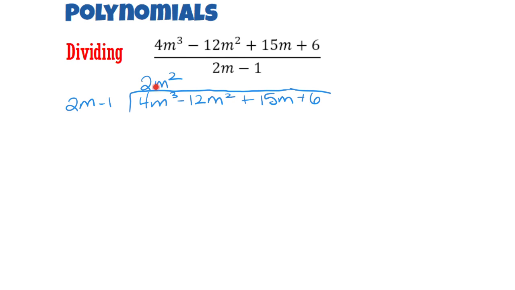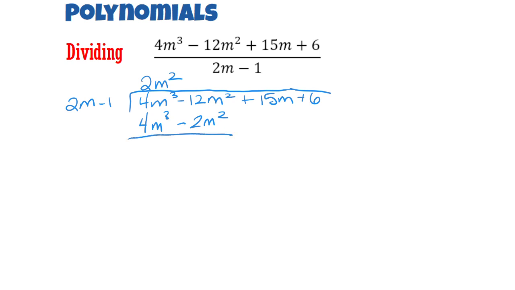Okay, so once you do this, now you take this 2m squared and you multiply it by your binomial and place it under here. So this is just like you would do with numbers. So 2m squared times 2m is 4m cubed. That's what I wanted to have happen. But then I also have to take that 2m squared times the negative 1. So that's going to be minus 2m squared. And then if you'll recall from long division, after that, you subtract.